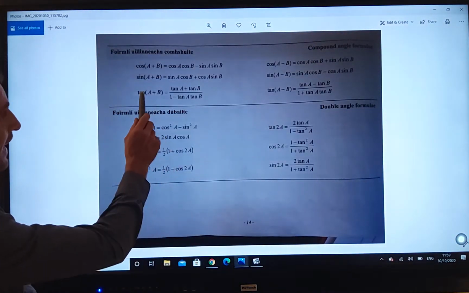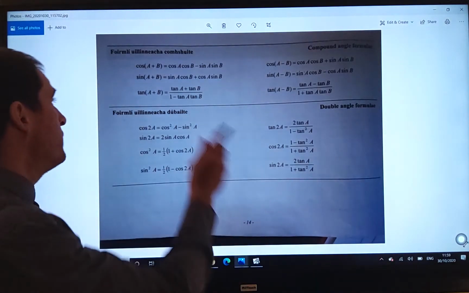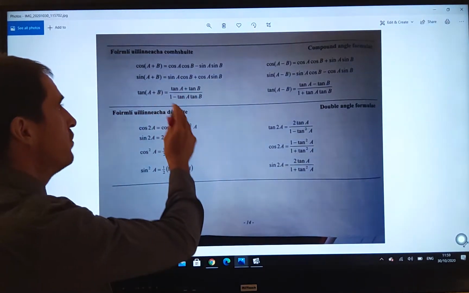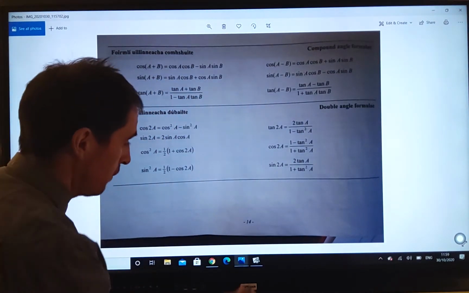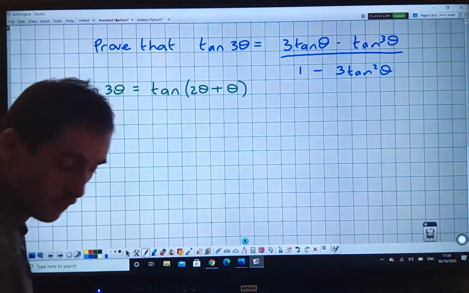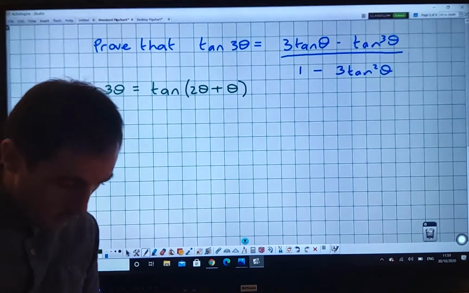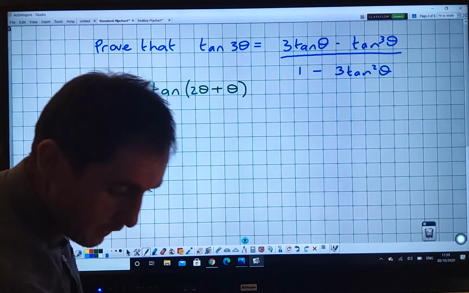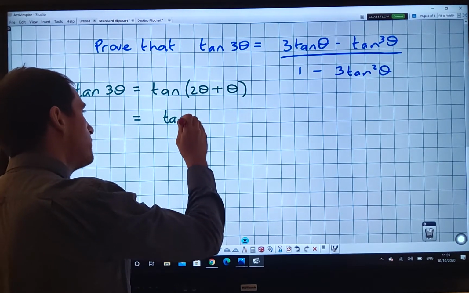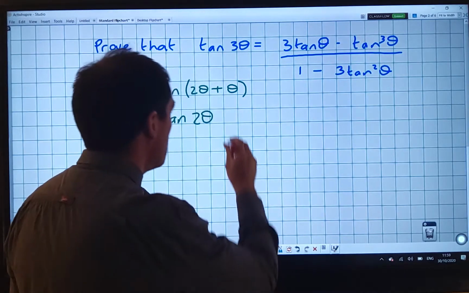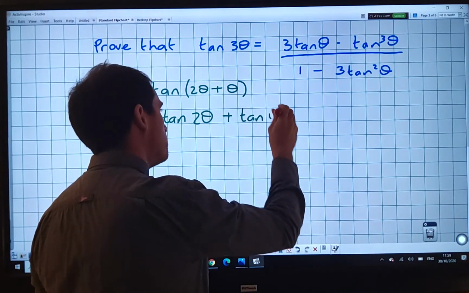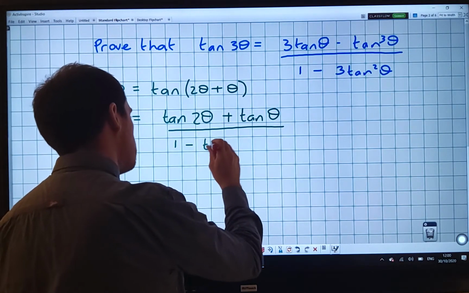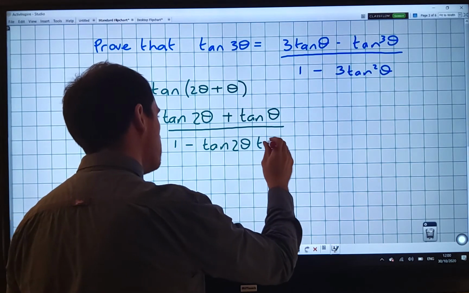here, if you've got tan A plus B, so in this case A will be 2 theta and B will be theta. So then you're going to have tan 2 theta plus tan theta, over 1 minus tan 2 theta tan theta. Okay, so a bit of a mouthful there, but that's kind of where we're going with this. So we write this out then as follows. So that can then be written as tan 2 theta plus tan theta, and that's all over 1 minus tan 2 theta tan theta.